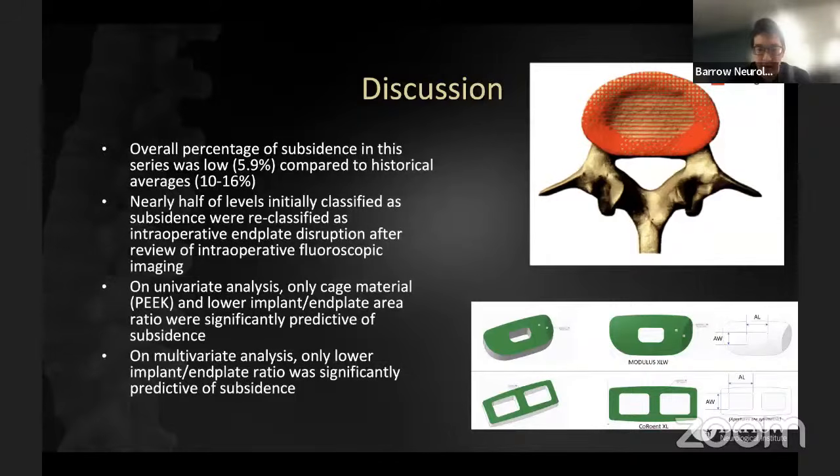On the right here, as one of the possible explanations for this, I've included pictures of the two types of graft that were used. The top one is the titanium graft, and the bottom one is the PEEK graft. And one of the factors that you'll notice is the titanium grafts of the same size have much larger surface areas than the PEEK grafts. And that's one reason why the graft material might have washed out on multivariate analysis.